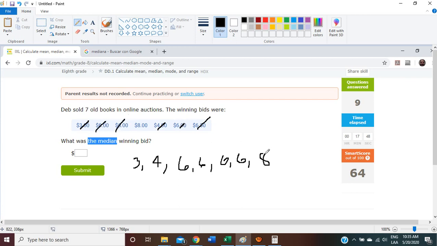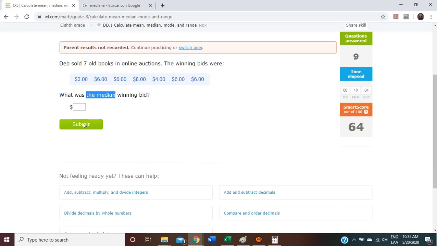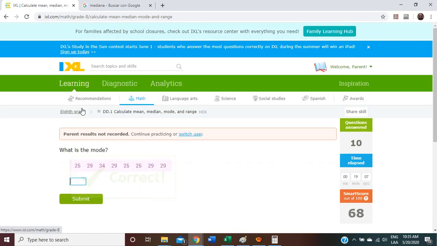an 8. Okay, when you're asked about the median, you can count first how many numbers: 1, 2, 3, 4, 5, 6, 7. So you know that the fourth number is going to be in the middle. When you write from lowest to highest 3, 4, 6, and then this other 6, you know that the fourth number is going to be your median. So you don't have to write the rest of them. So we know that 6 is going to be the median. All right, so let's write 6.